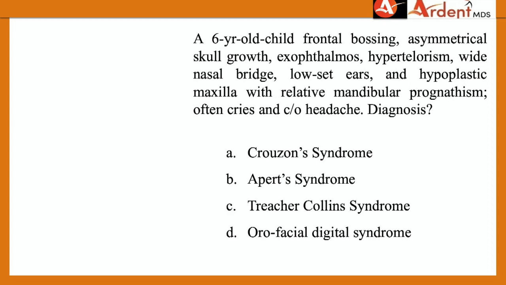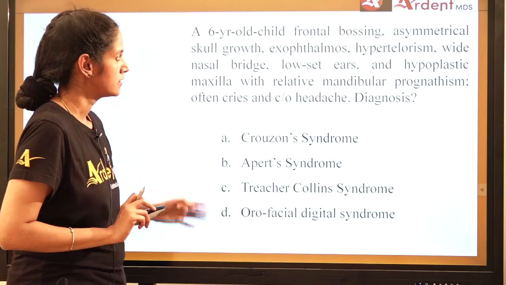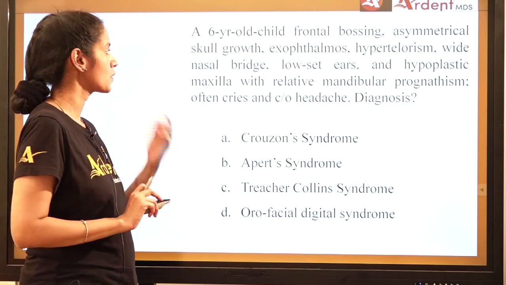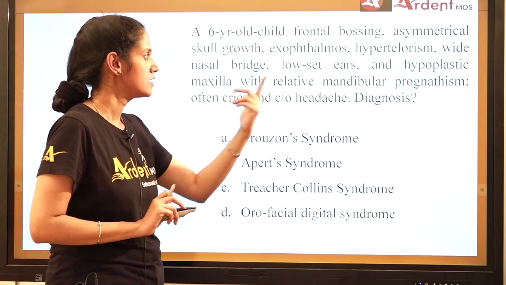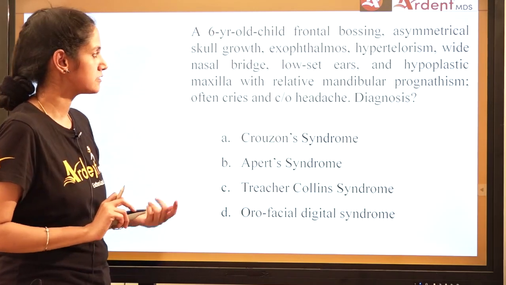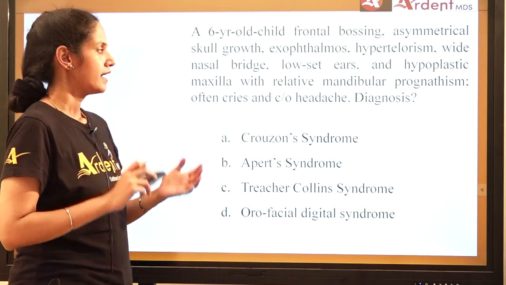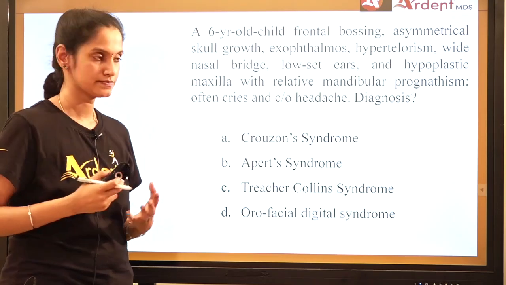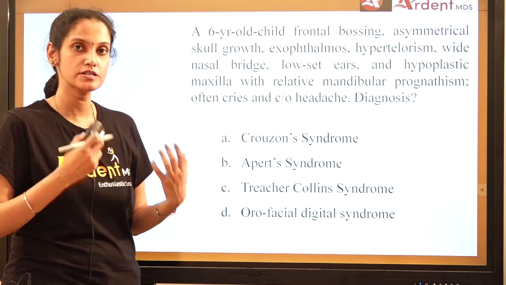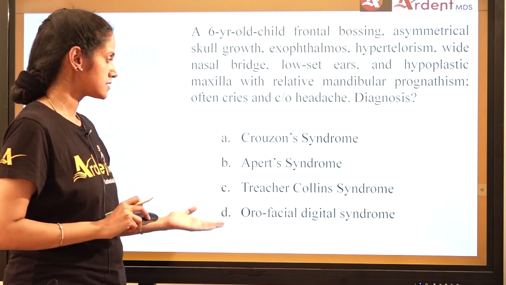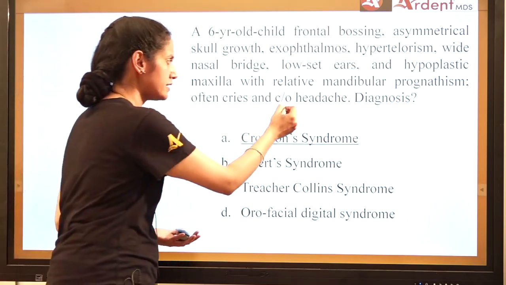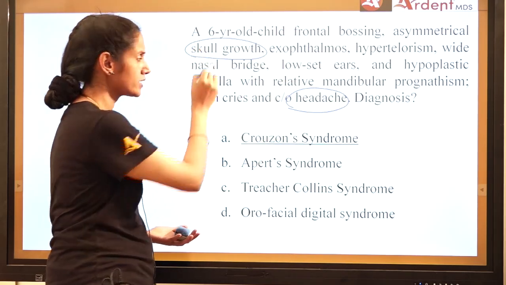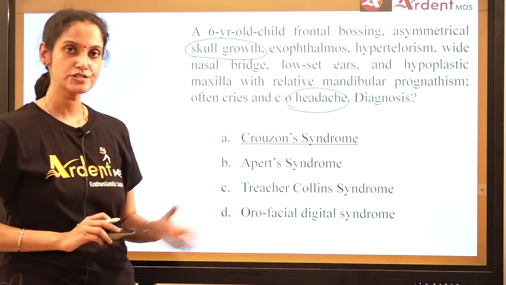A 6-year-old child with frontal bossing, asymmetrical skull growth, exophthalmos, hypothyroidism, wide nasal bridge, low set ears, hyperplastic maxilla with relative mandibular prognathism, and the child often cries telling that he or she has a headache. What should this question prompt you of? This is a case of Crouzon syndrome. See, a headache is strongly associated with skull growth.